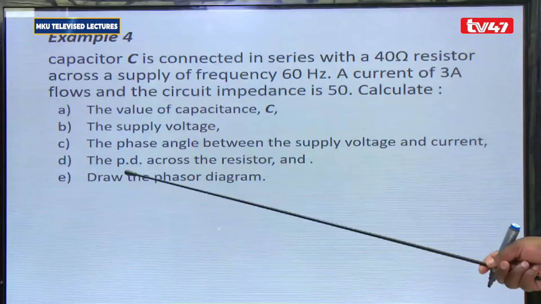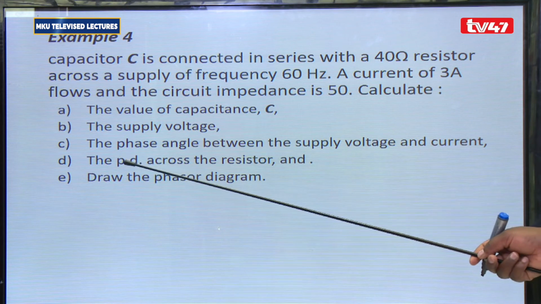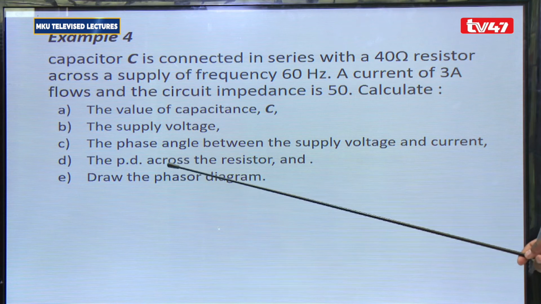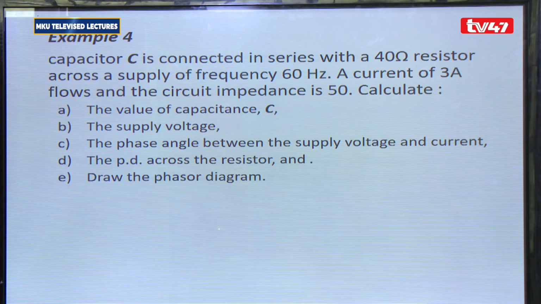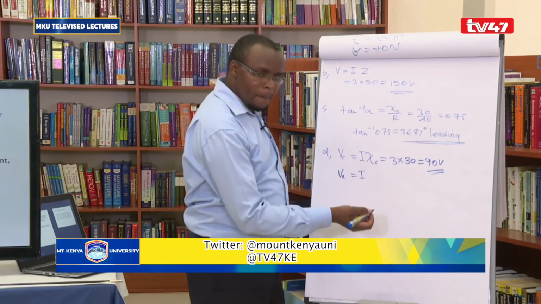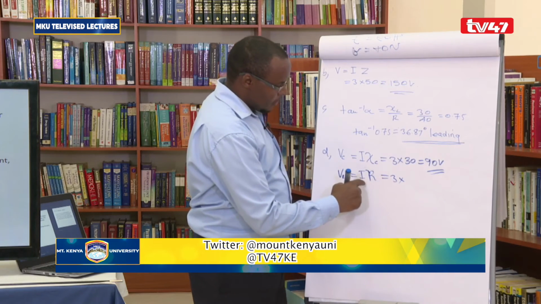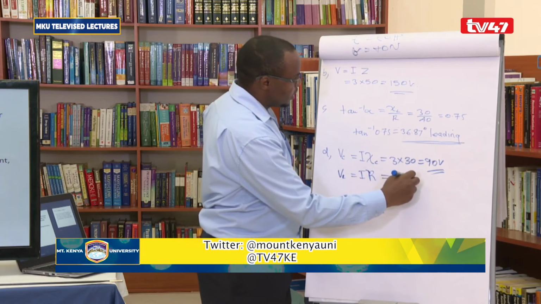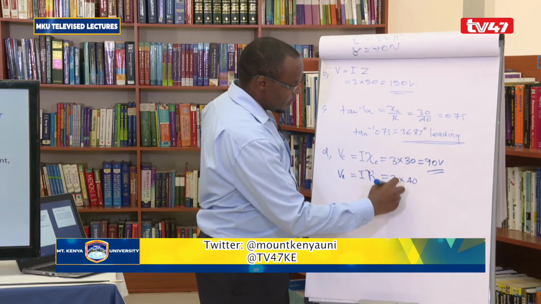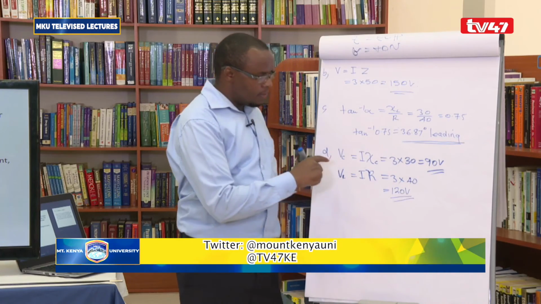And then we have the PD across the resistor. In fact, this one was asking for the PD across the resistor. Again, VR is going to be calculated by I times the resistance, which is going to be 3 times the value of the resistor, which was 40, and then this is going to be 120 volts. So this is VR, this is VC.